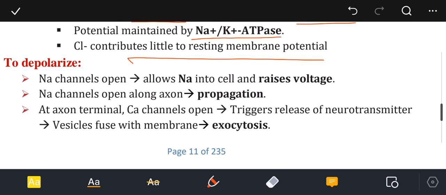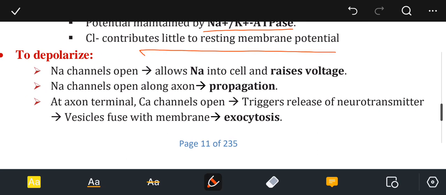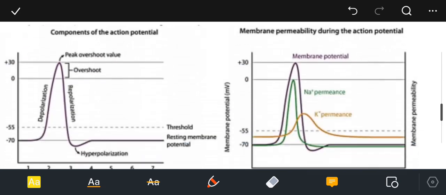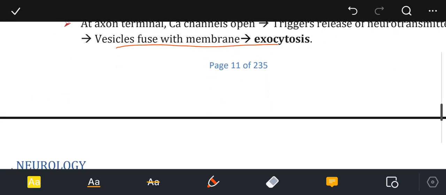To depolarize, sodium channels open. It allows the sodium into the cell and raises the voltage. Sodium channels open along the axon, then it is propagation, and at the axon terminal, calcium channels open. They trigger the release of neurotransmitters. Vesicles fuse with the membrane, and there will be exocytosis. Now it is a very easy concept. Let's suppose I was talking about the axon.